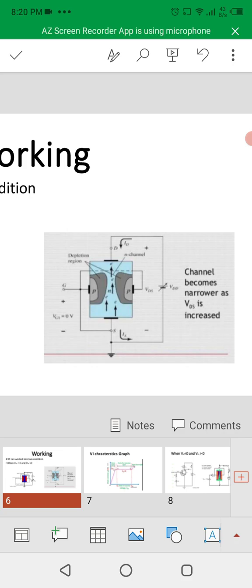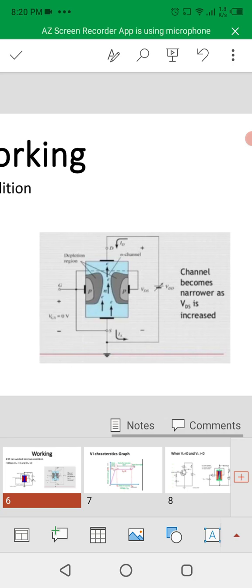After the pinch off voltage, the current becomes constant, and whether we give 10 volt, 16 volt, or 22 volt, there is no effect on the transistor. We can't see the effect of the transistor. It becomes only a constant. The main concept of pinch off voltage is this.